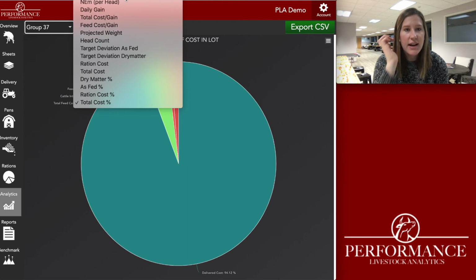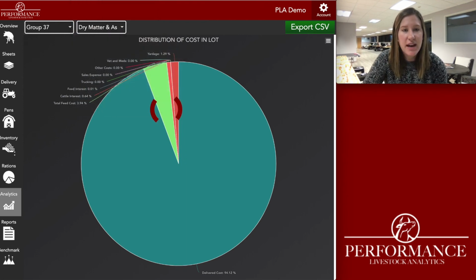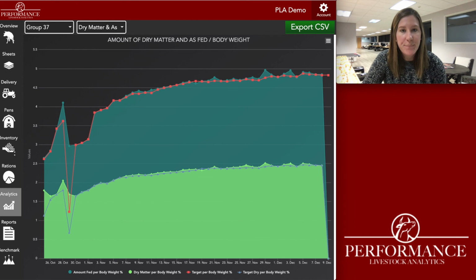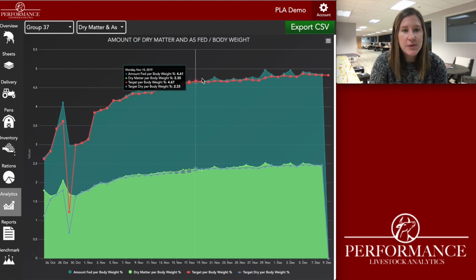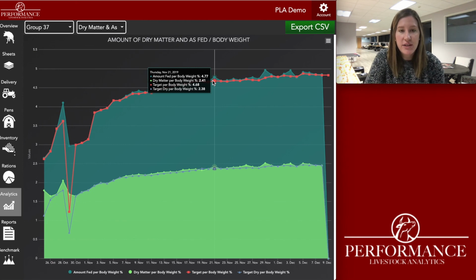charts. The other couple of charts that you do get with the growth model is your amount of dry matter and as fed on a percent of body weight. So you can really see where those cattle are at any given time based off of their weight and their intakes. How much are those cattle truly consuming versus what you have set for their target.